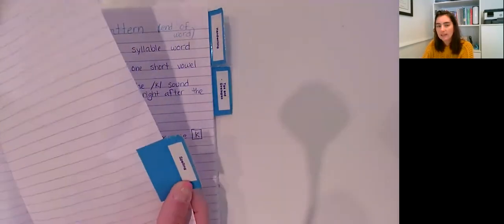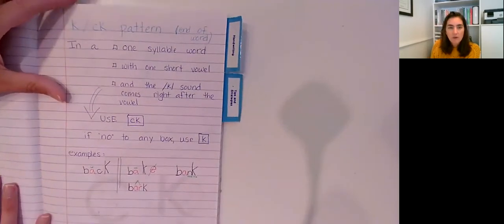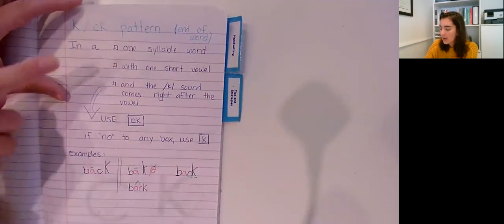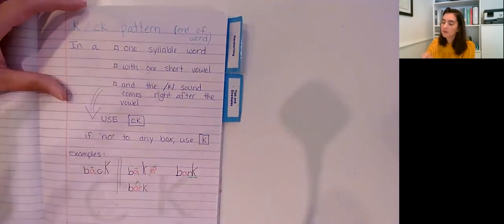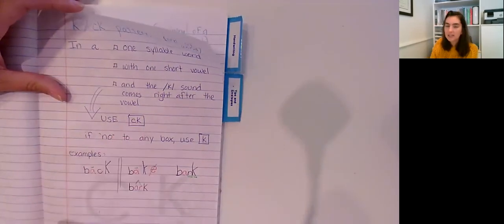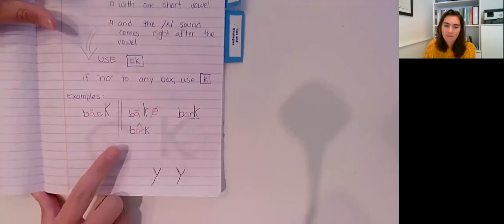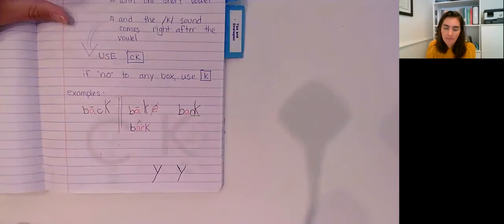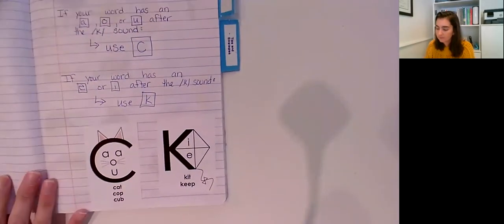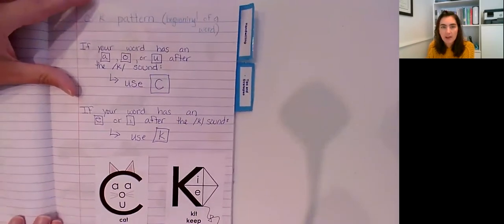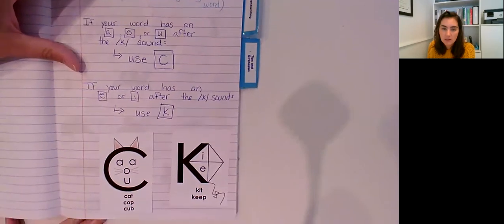Okay, next up in here, I have a spelling tab. This is a level 1 pattern in a 1 syllable word with 1 short vowel, and the K sound comes right after the vowel. Use CK. If no, then use K. And then we have our examples. Ignore those Y's. I don't know what that is. This is another level 1 pattern, K or C at the beginning of the word.